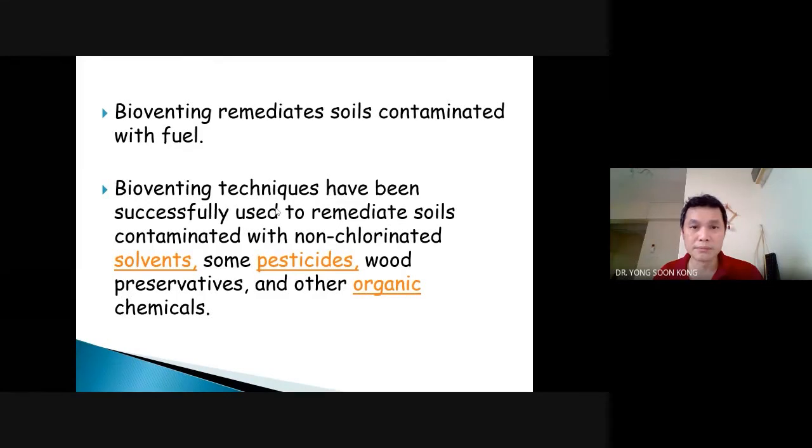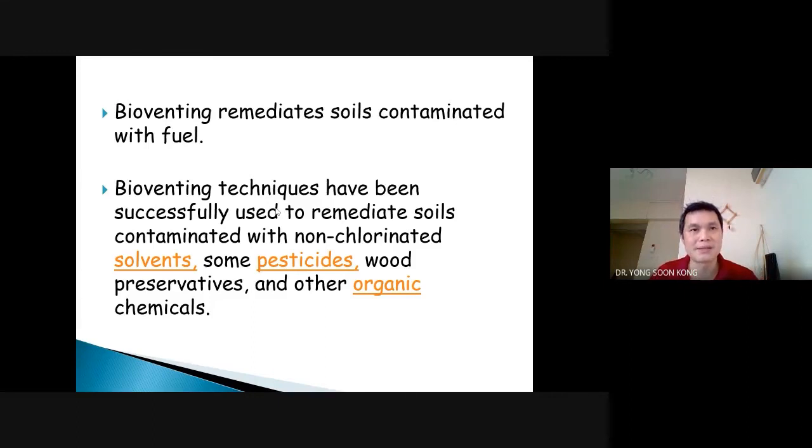And bioventing remediates soil contaminated with fuel. So in this case, there are so many things that you can address by using bioventing. Now, not just will it use the bacteria to degrade it, but sometimes bioventing is more of a physical process in which when you pump enough air inside the soil, the subsurface soil will have a build-up of air pressure. So you pump more air, there will be pressure. So there must be some way that this pressure can be relieved. If you pump air into it, somewhere the air will be coming out from the soil, isn't it?